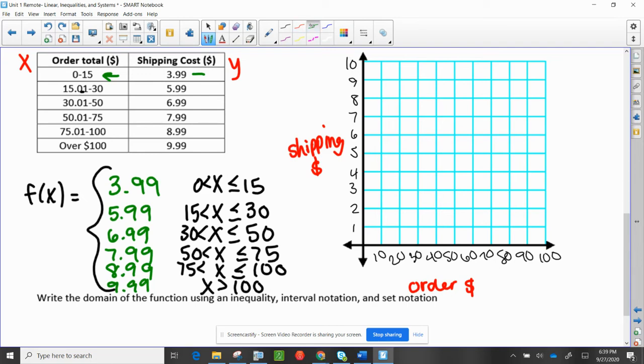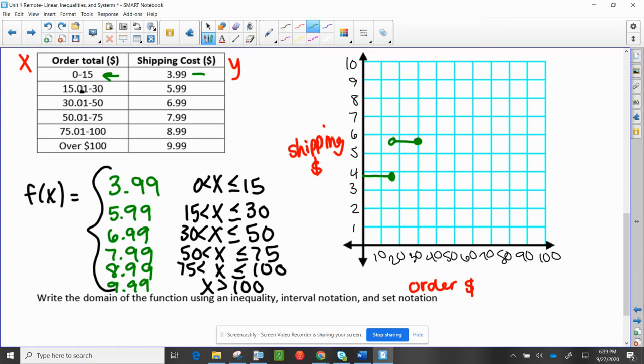Okay. So now we just have to graph our straight lines. So from 0 to 15, we're going to pay $3.99. So I'm going to say $3.99 is really close to 4. And I'm going to go to about 15, which would be between 10 and 20. Now it's equal to 15, so I'm going to put a closed circle there. Okay, anything greater than 15 but less than or equal to 30, we would spend $5.99. So $5.99, so greater than 15, open circle, but less than or equal to 30, so there's that step.